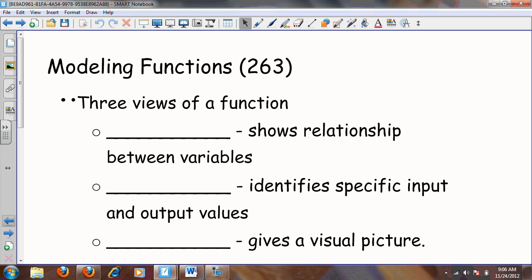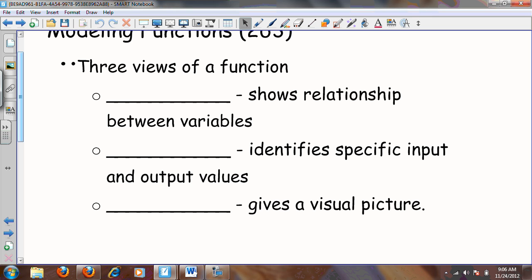Okay, page 263 talks about modeling functions: 3 views of a function. There's 3 ways we can show a function. One way shows the relationship between variables. Another way identifies specific input and output values. And the last way gives a visual picture. You think you can guess the last way? You guessed it, Justin, it is a graph. A graph will give us a visual picture. Well, in order to get a graph, we need these other 2 parts, these other 2 views.